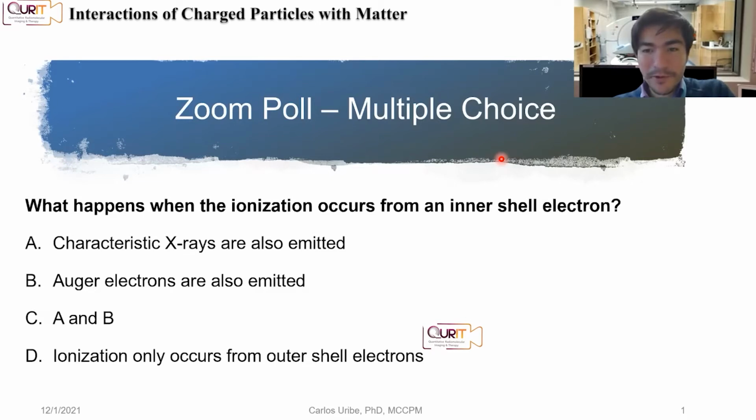Okay, I'm going to close the poll. Most of the people agree it's going to be C. So yes, if we now have an empty shell, an outer shell electron can fill that shell, and we're going to have a characteristic X-ray. Or that electron filling the shell can transfer energy to release another electron from the atom. We can have an Auger electron. So the answer is A and B. And D, well, I'm saying ionization only occurs from the outer shell. Okay, just to be explicit, the correct answer was C, A and B.